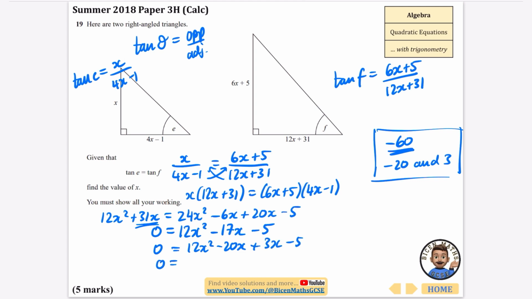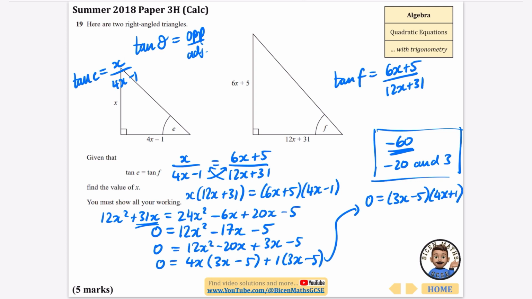Now we're going to factorise as much as possible with this. I think the highest common factor is going to be a 4x. So that's going to be 4x multiplied by 3x minus 5. And then this part is going to just be a one lot of 3x minus 5. So continuing this up here, that means that we get 0 equals, the first bracket will be 3x minus 5, and the second bracket is 4x plus 1.